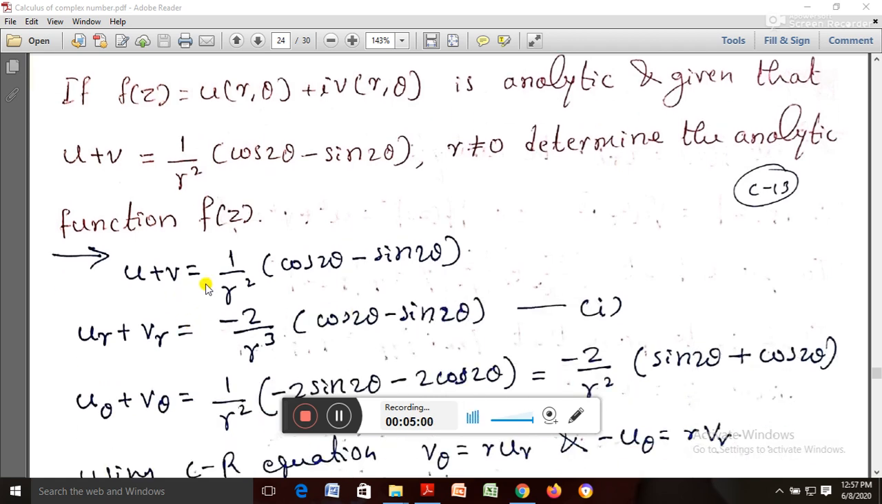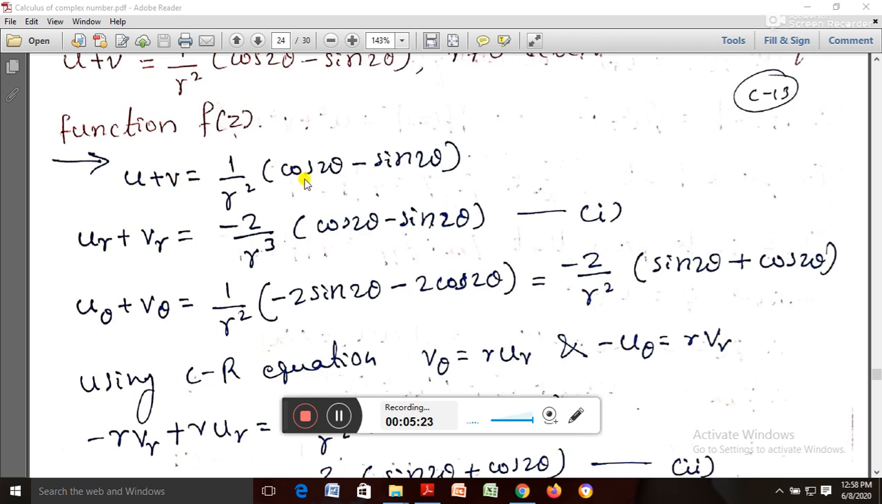So here they have given u plus v equal to 1 by r square into cos 2 theta minus sin 2 theta. We have to find f of z, which is analytic. So differentiate with respect to r, we get dou u by dou r plus dou v by dou r is equal to, cos 2 theta minus sin 2 theta as it is, and 1 by r square with respect to r differentiates to minus 2 by r cube. It is equation number 1.